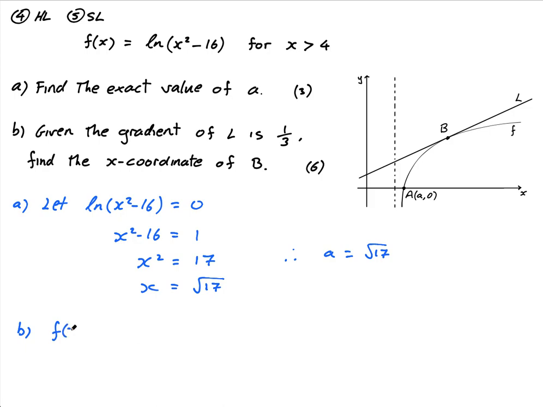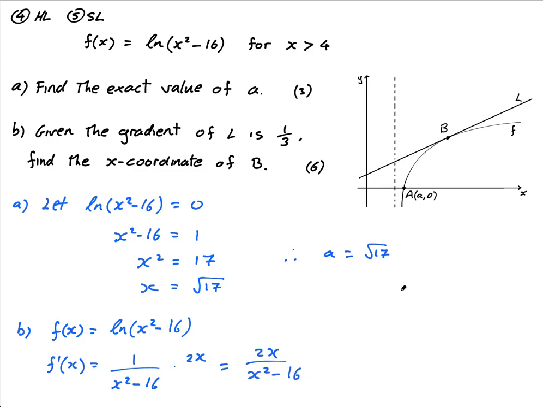F of x is equal to ln of x squared minus 16. We're going to get the derivative of this. F dash of x is equal to, how do I get the derivative of ln? Well, I have chain rule here, so I have to do 1 over x squared minus 16 multiplied by the derivative of this, which is 2x. So that equals 2x over x squared minus 16.